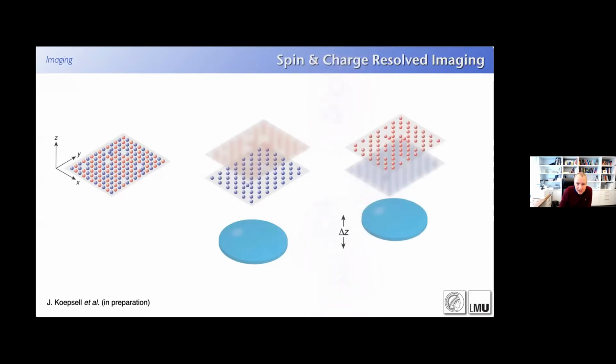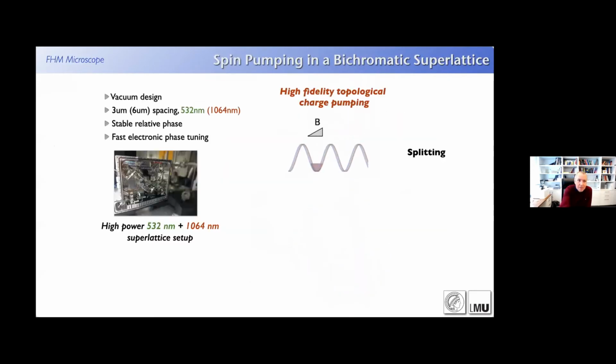Let me show you again. In this step, this is where the spin sensitive part happens. In the first step, where we split a single well into a double well. And why is it spin sensitive? Because we're applying a magnetic gradient during the splitting.